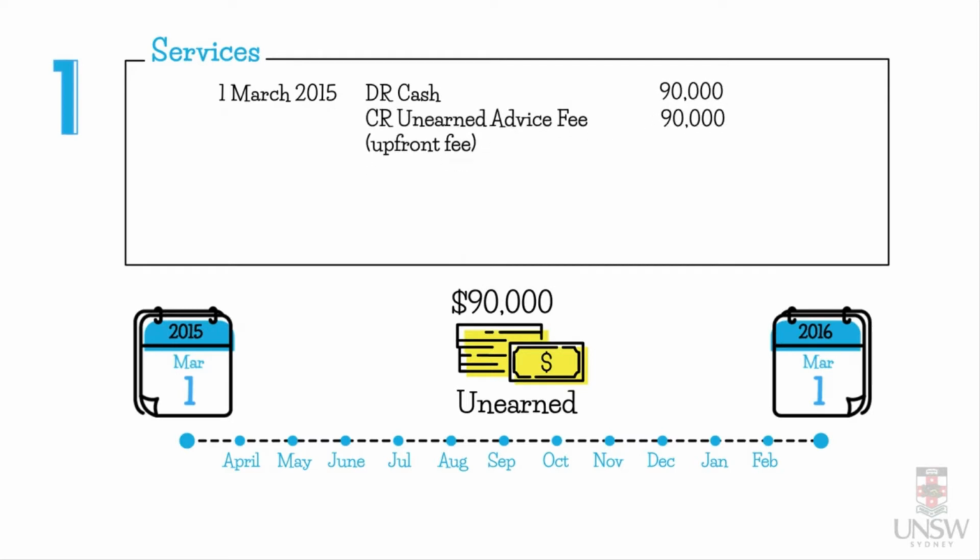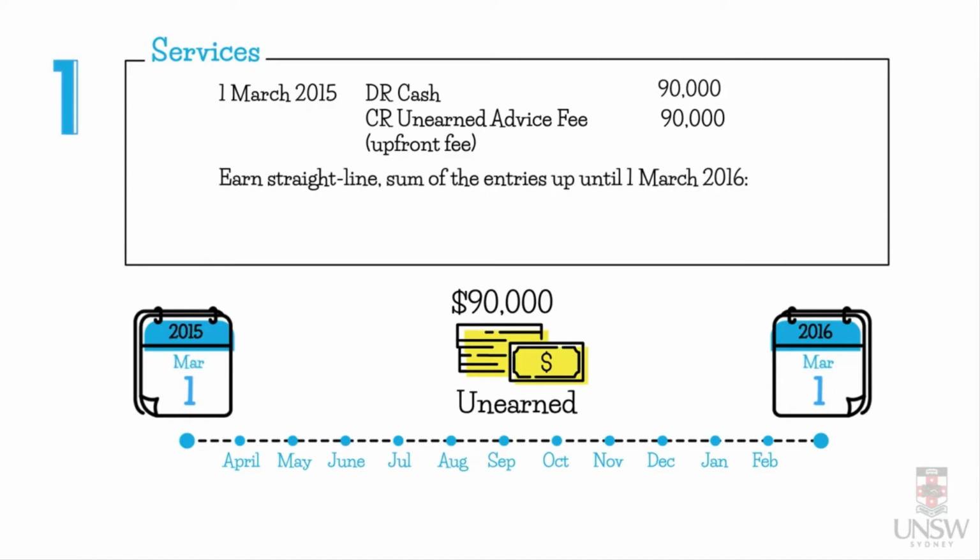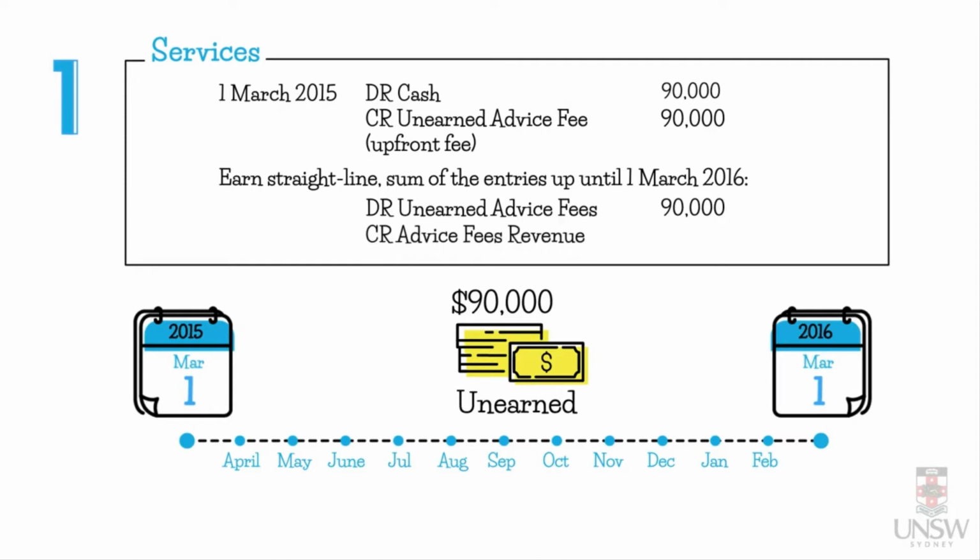So we're going to earn over the coming 12-month period a straight line of the revenue. So we could divide this up into monthly journal entries. What we've done is just summarize the journal entry for the entire 12-month period. So the sum of all of the journal entries as we've earned the revenue would be debit unearned advice fees $90,000 and credit advice fees revenue $90,000. So we're looking for that substantive amount of work to be undertaken in order to earn the revenue.